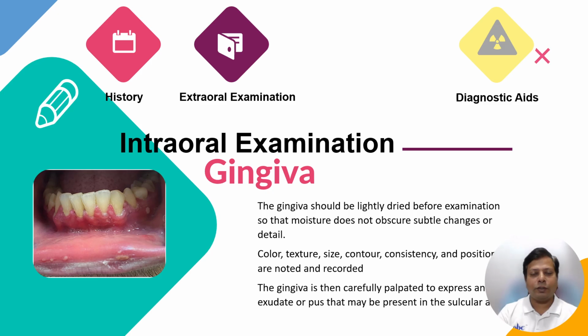During assessment of the gingiva, it should generally be lightly dried before, so that any moisture or saliva present should not obscure the quality of the gingiva. So basically here we note down the color, the texture, the size, contour and the consistency, as well as the position relative to the teeth. The gingiva is generally palpated with light pressure to see any presence of exudate or pus.